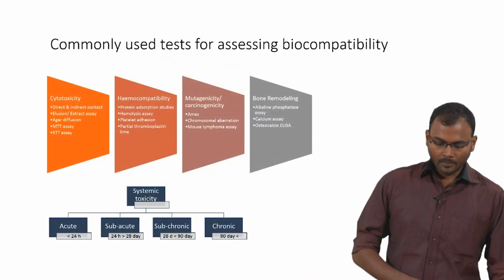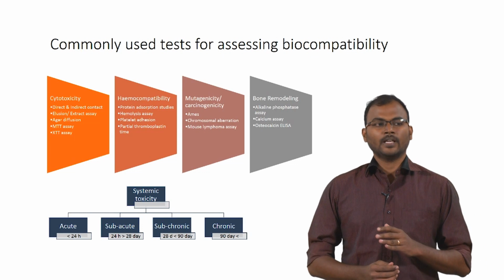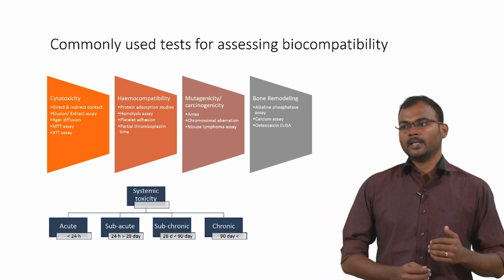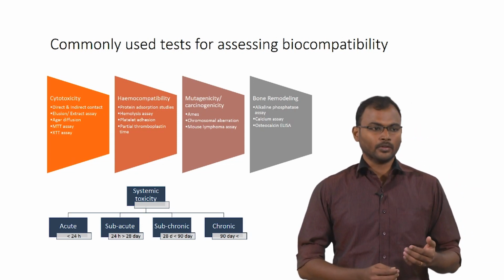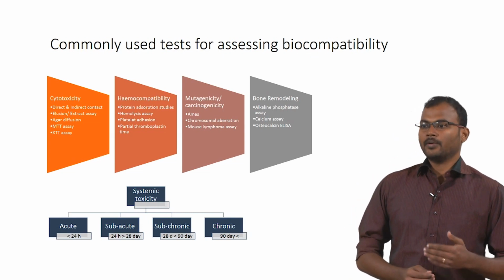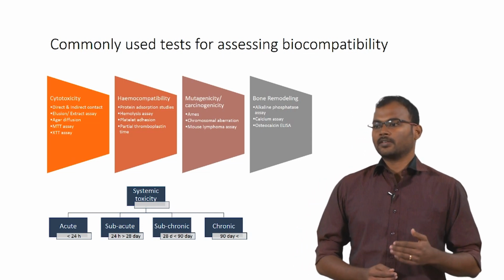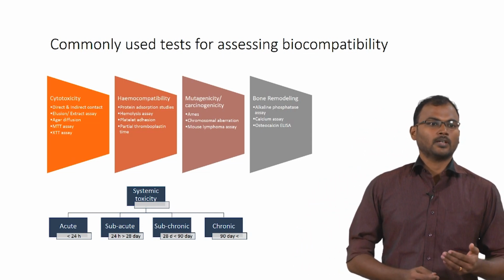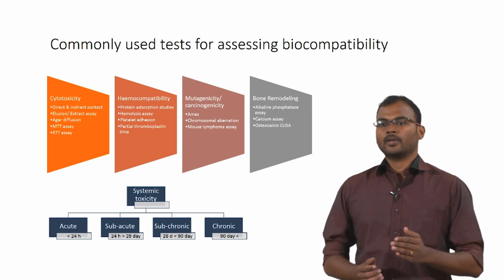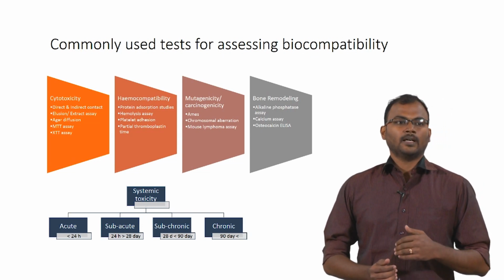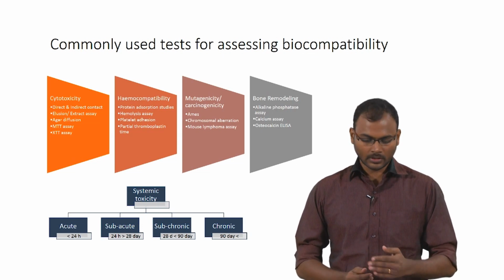So, among these, commonly used tests for assessing biocompatibility include cytotoxicity, which is the initial test we have to do for all materials, to see whether the material is killing the cells, is inert, or is promoting cell growth. Then hemocompatibility, where you have blood-related applications. Mutagenicity and carcinogenicity, where you check for any mutation occurring in the system. Then bone remodeling, a separate topic, where you can estimate how much the material is affecting bone integration or bone growth. So, that is bone remodeling.